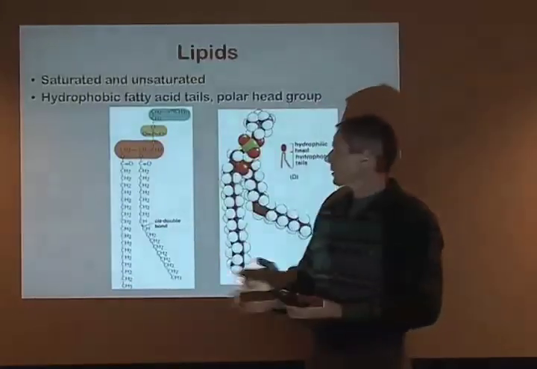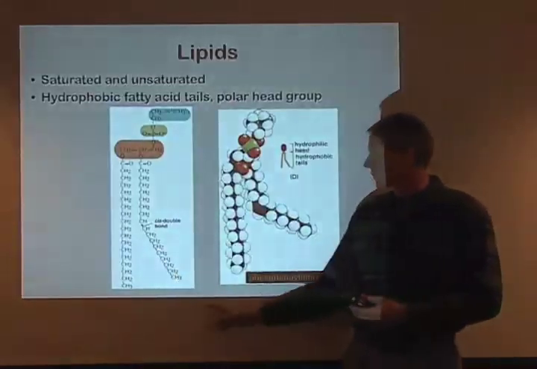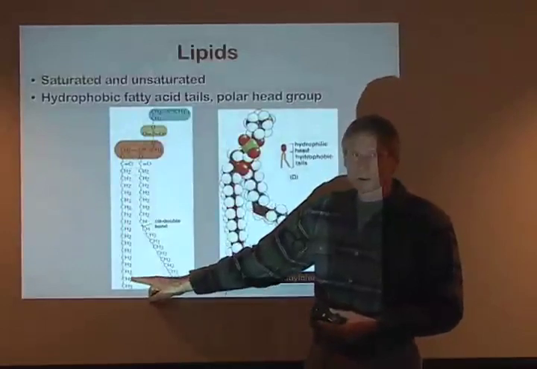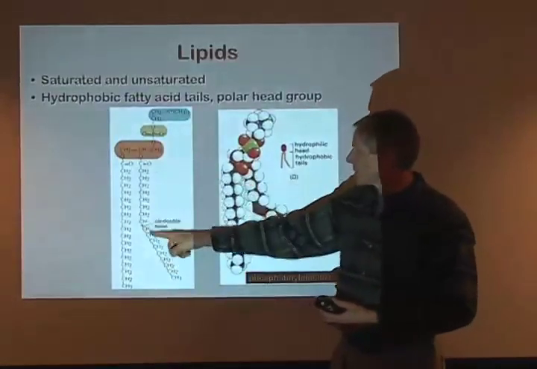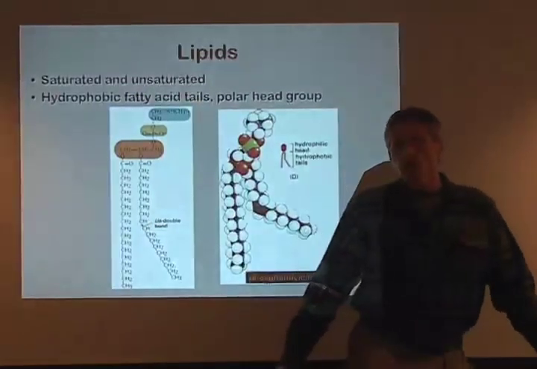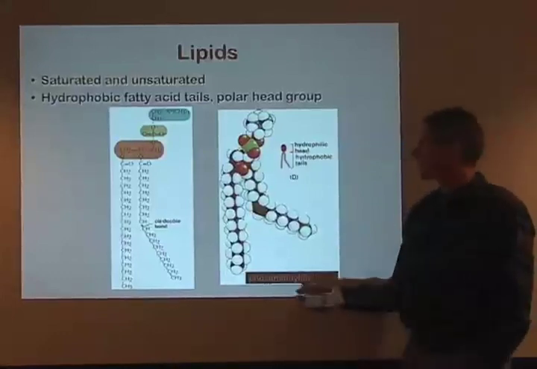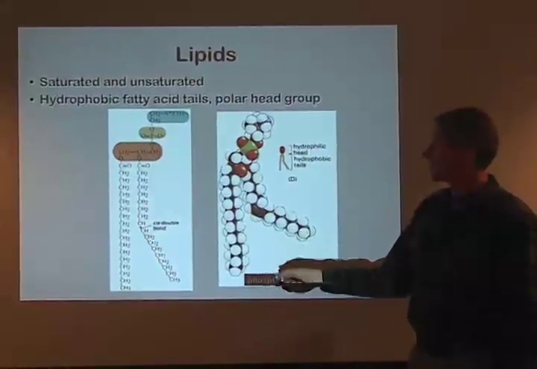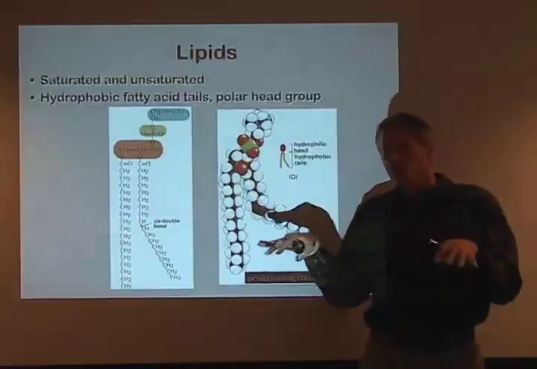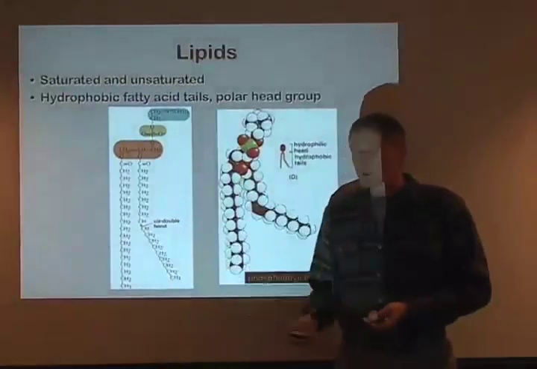Lipids can be saturated or unsaturated. You'll see that in the ingredients of your food items. When it's completely saturated, it means there's no double bonds. When it's unsaturated, you have a double bond, and that causes a kink. You can't see my legs, but I just stuck my leg out. A kink in the lipid structure. And that makes the membrane more fluid when you have lipids with double bonds in them.